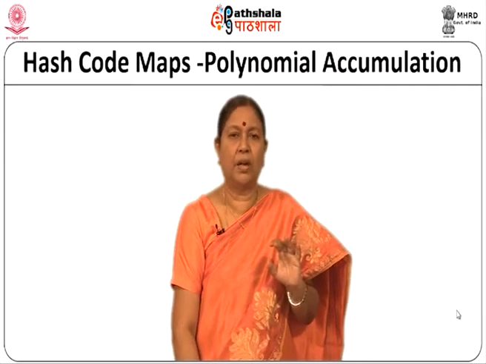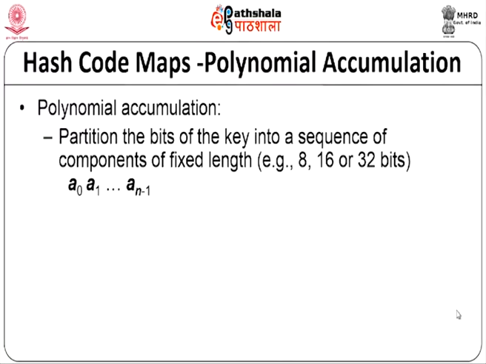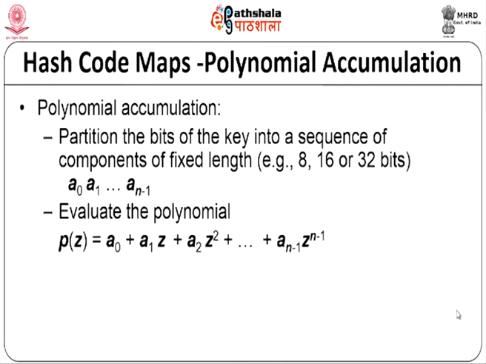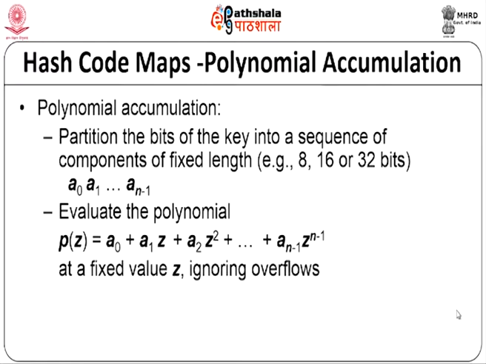You can also do polynomial accumulation. Partition the bits of the key into a sequence of components of fixed length like 8, 16 or 32, say a0, a1, ..., an minus 1. Then evaluate the polynomial p(z) = a0 + a1 z + a2 z squared and so on. Remember, a0, a1, a2 are all the components of the bit sequence of the key, and you use a fixed value of z, ignoring the overflows. This is just a function to map the keys to integers.